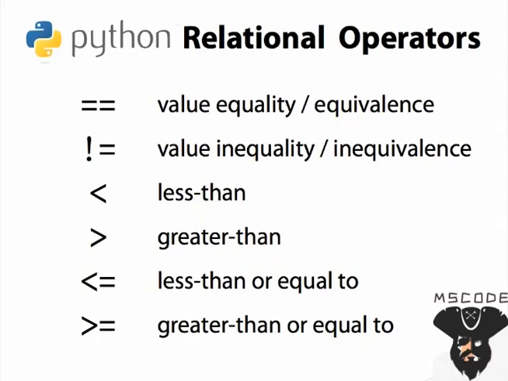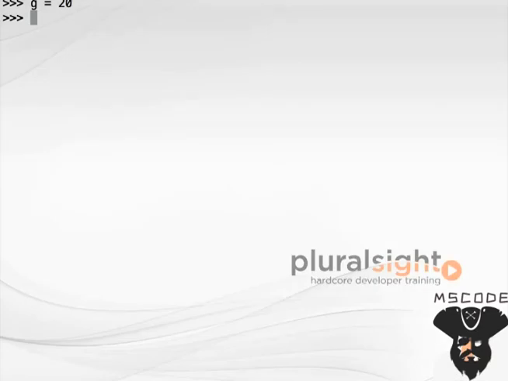Two of the most widely used relational operators are Python's equality and inequality tests, which actually test for equivalence or inequivalence of values. That is, two objects are equivalent if one could be used in place of the other. We'll learn more about the notion of object equivalence later in the course. For now, we'll simply compare integers. Let's start by assigning or binding a value to a variable g. We test for equality with a double equals operator, or for inequality using the not equals operator.